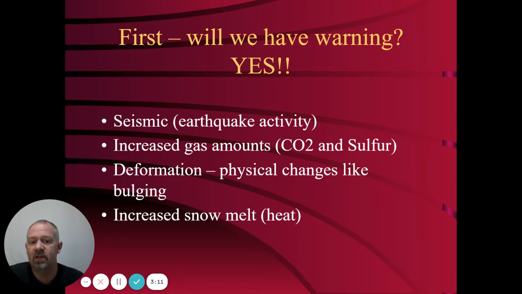Increased gas amounts: mostly they're going to be measuring CO2, carbon dioxide, and sulfur dioxide, or just sulfur. We might see some deformation, in other words, the mountain might change shape a little bit. And then the other thing is the possibility that we'd see increased snow melt, because you've got glaciers, especially in the wintertime, and the heat from the magma coming up would obviously melt that.